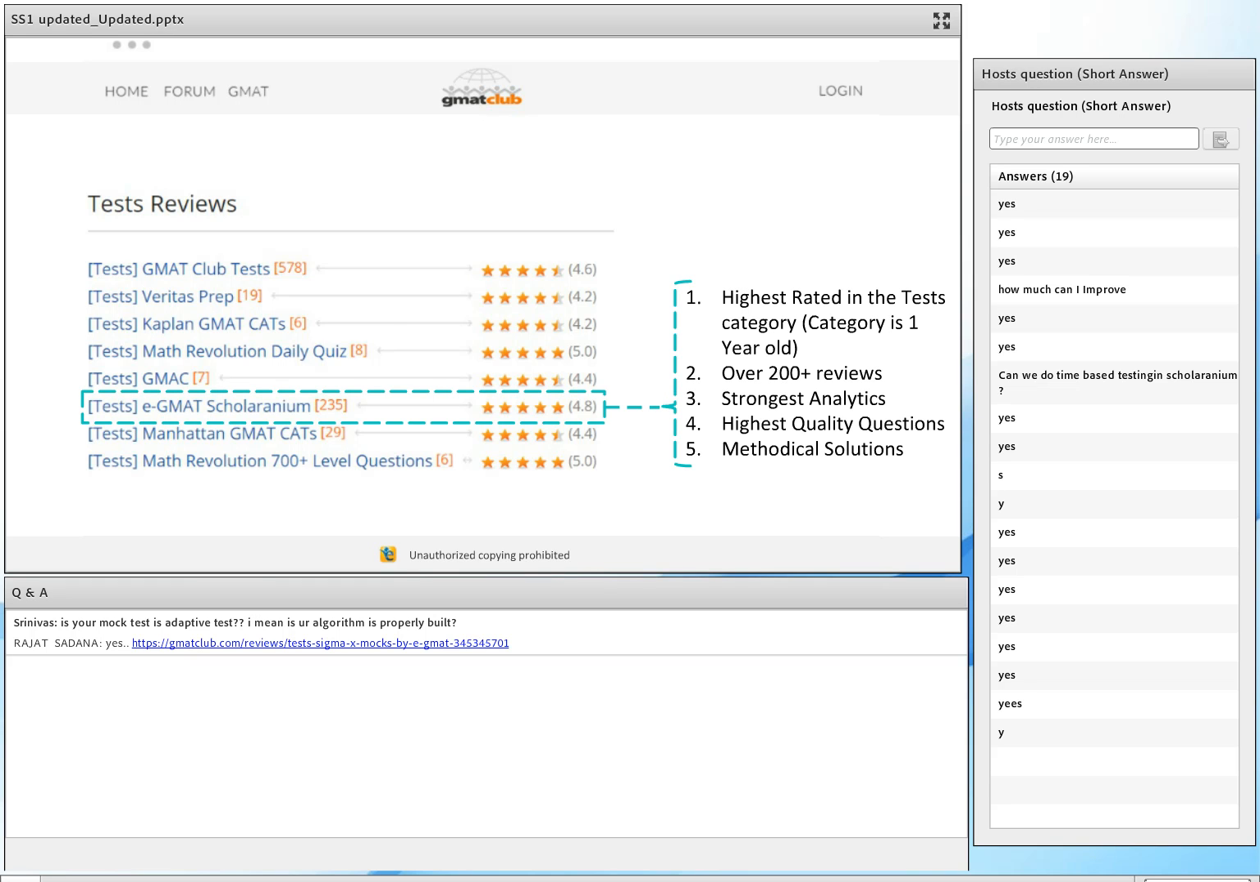Scholaranium is the highest rated assessment tool on GMAT Club. Also, when you practice something from Scholaranium, you're going to really see not just super high quality questions, but also the solutions, which are very well detailed.